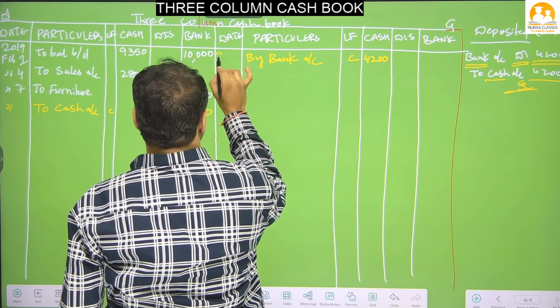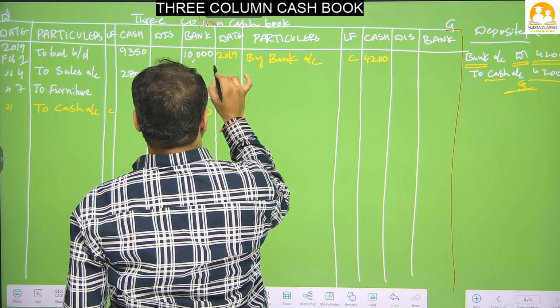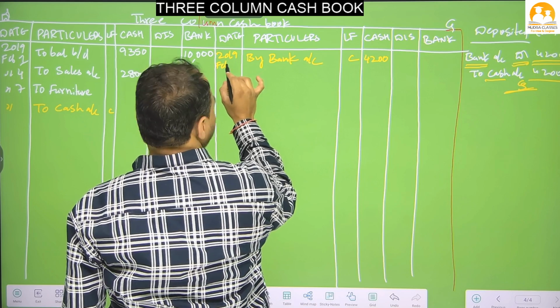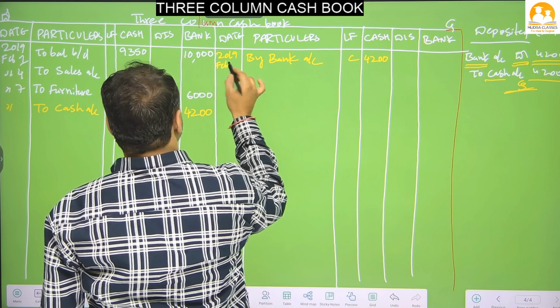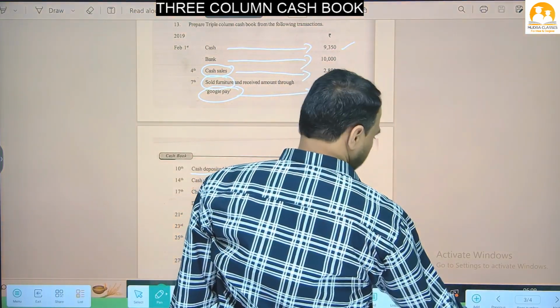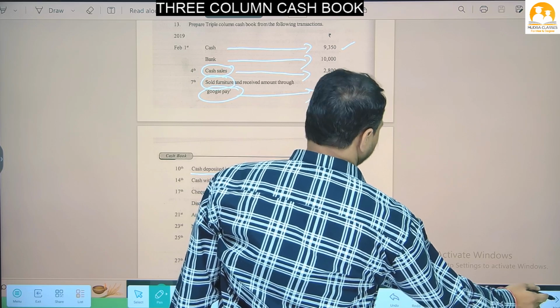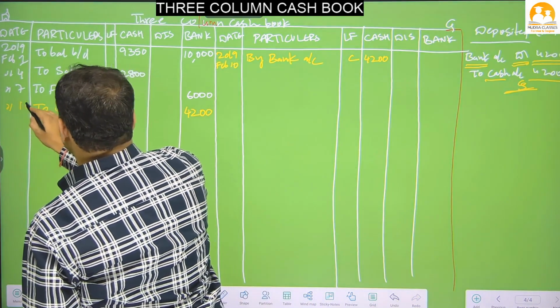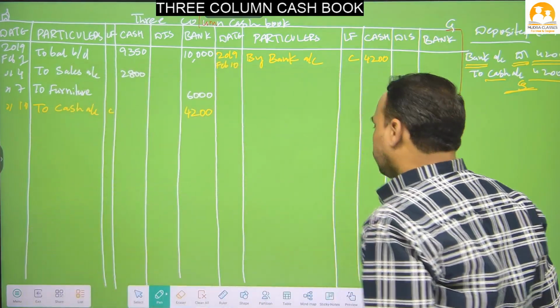See, tell me the date, 2019 February. What is the date given in the question beta? 10th. Yes, 10th given. So 10th date we have to write 10th. Right? See the next transaction.